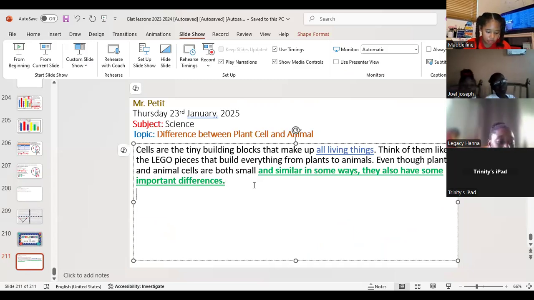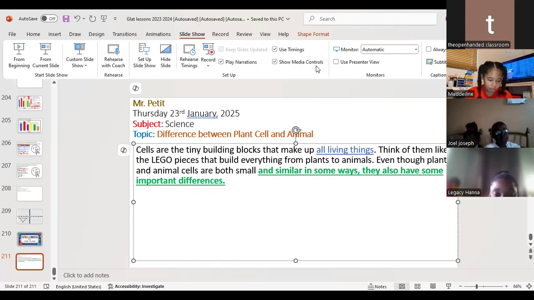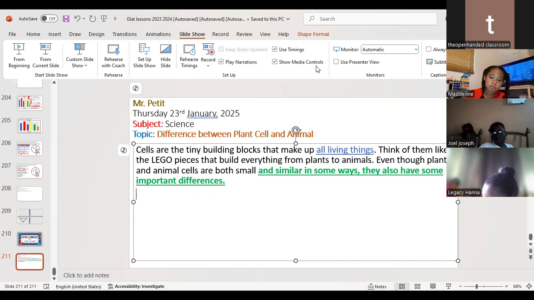The good thing about plant cells, why I would like to be a plant cell, is because plant cells make their own food through a process called what? Photosynthesis. Very good. So plant cells make their own food via the process called photosynthesis. And so that's what we have.